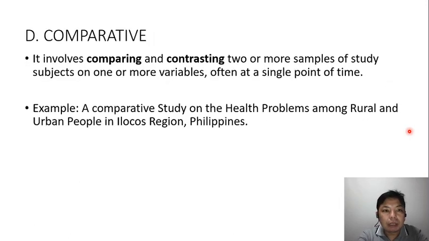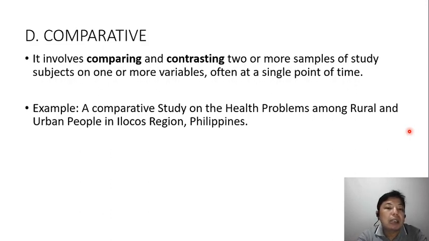Okay? Now, the next one is yung comparative research design. The comparative research design involves comparing and contrasting two or more samples of study subjects on one or more variable, often at a single point in time. So as the name implies, in comparative research design, you are going to compare. When we say we compare, we are trying to look for similarities between two or more samples or subjects. Okay? Hindi lang comparing, we are also going to be doing contrasting. Contrasting is looking for differences naman.